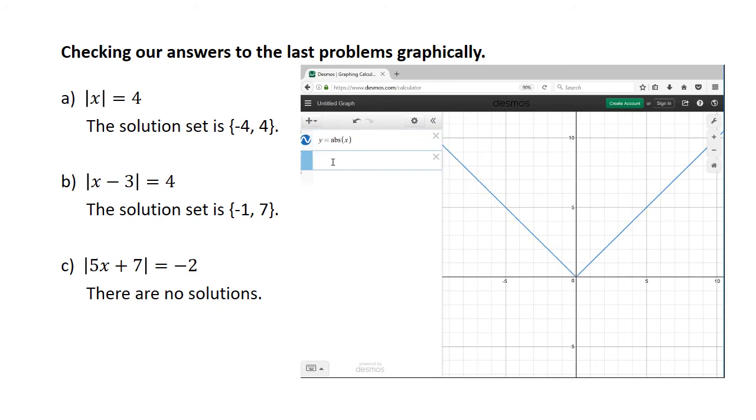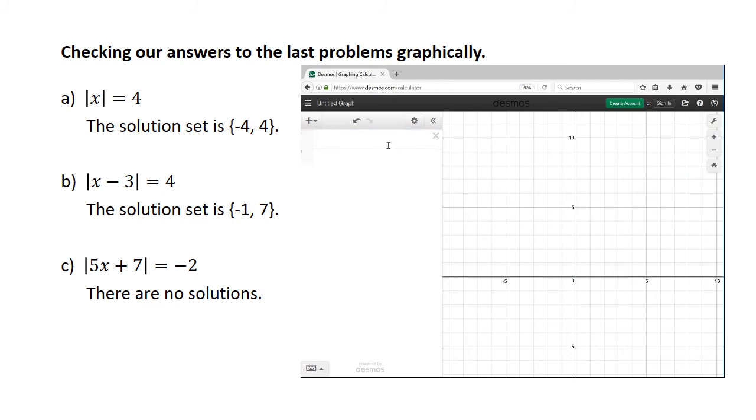And then remember, we wanted to see where that was equal to 4, so y equals 4 would be our second graph. So we see the absolute value as the v, the green graph as your y equals 4 line, and we can see that we're crossing at an x value of 4 as well as an x value of negative 4. So we have two solutions there at negative 4 and 4. That checks what we got algebraically. Okay, great. Let's try this again with our second equation.